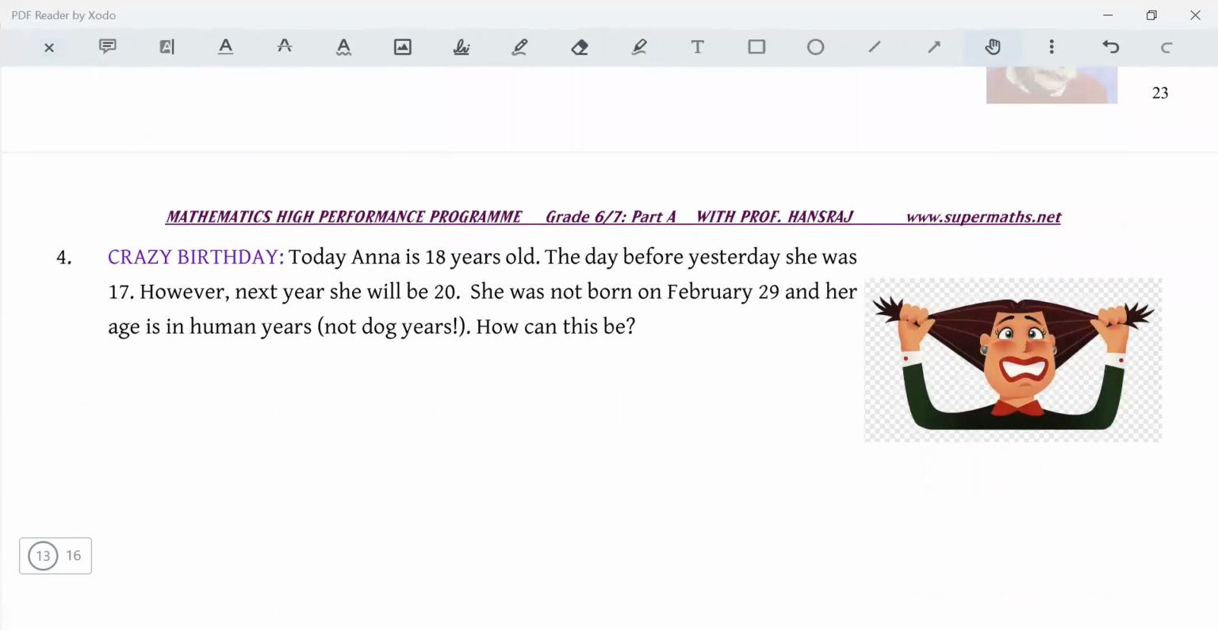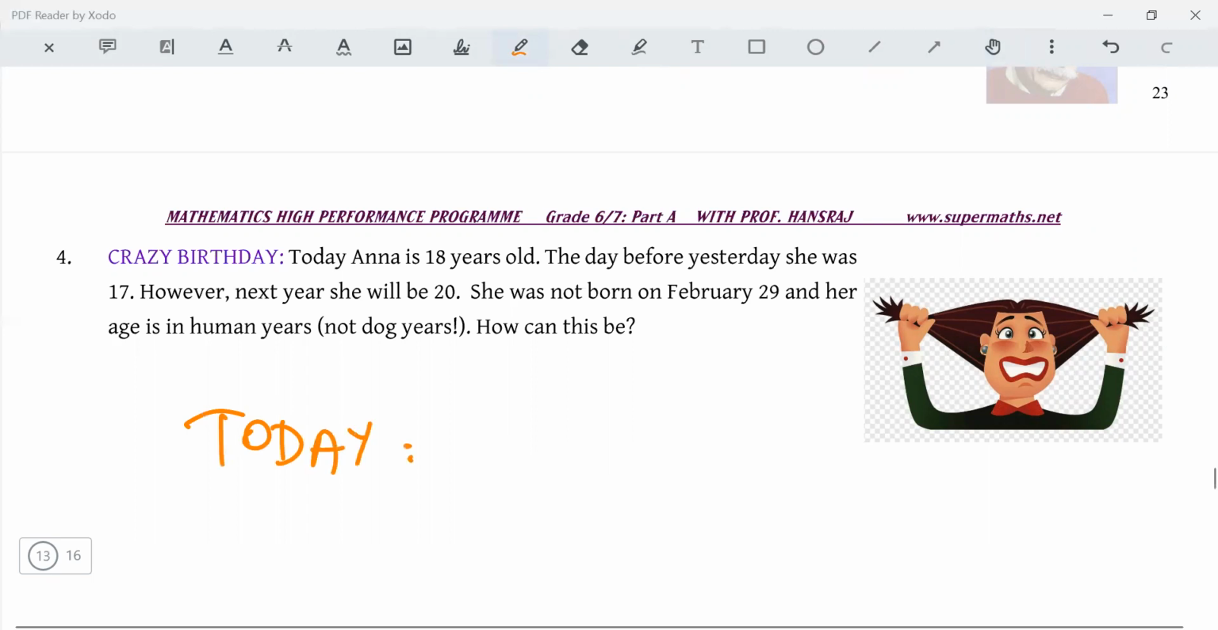Crazy birthday quote. Today, Anna is 18 years old. The day before yesterday, she was 17. However, next year, she will be 20. She was not born on February 29th, and her age is in human years, not dog years. How can this be? Well, the trick here is to work out what is today.